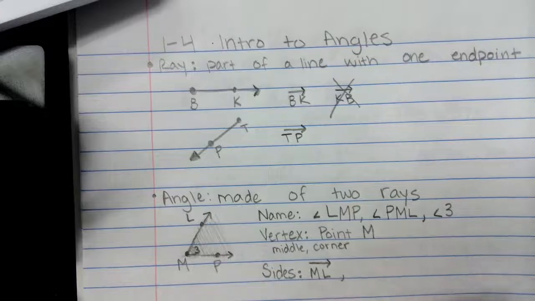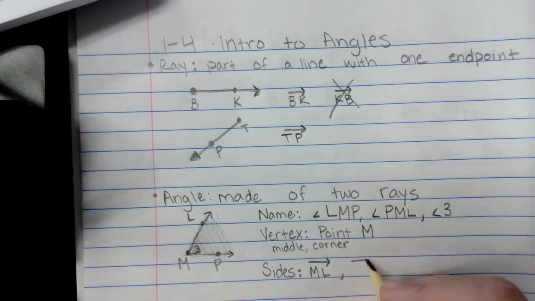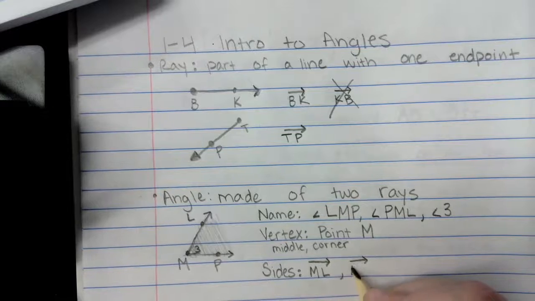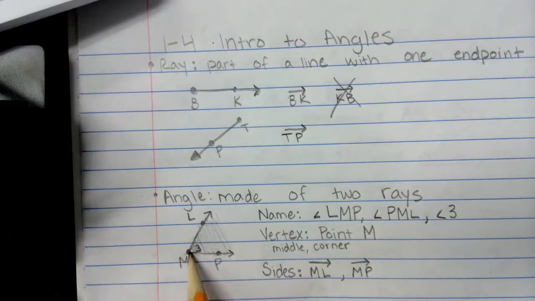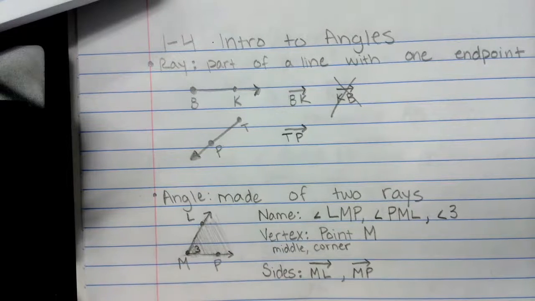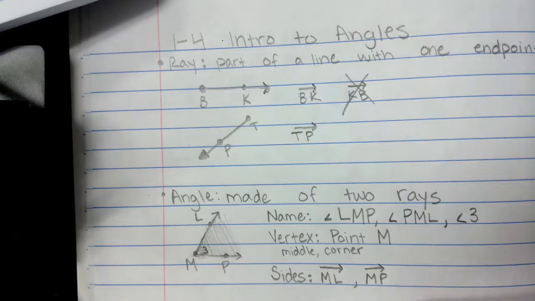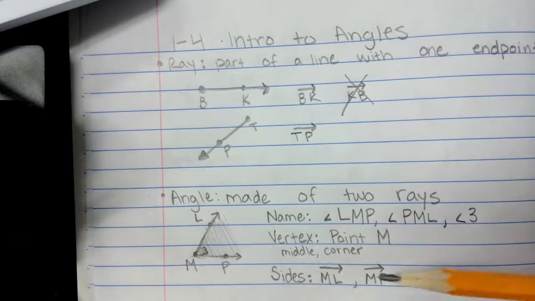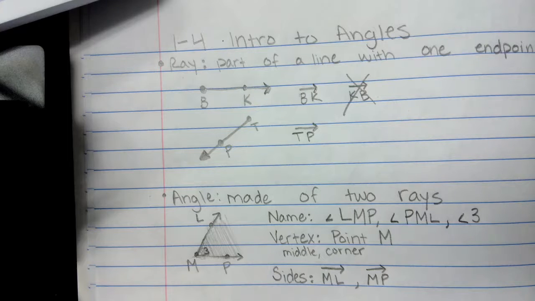What's the other side called? What's the other ray? MP. It starts at M, it still starts at that vertex, goes through P. So notice that vertex is really important. That M, when we do our sides, that's what we start with. We start with ML, MP. That's how we know it's the vertex, it's where they connect. In our name, what order does the M come in? The middle. That's that vertex, it's that middle point.